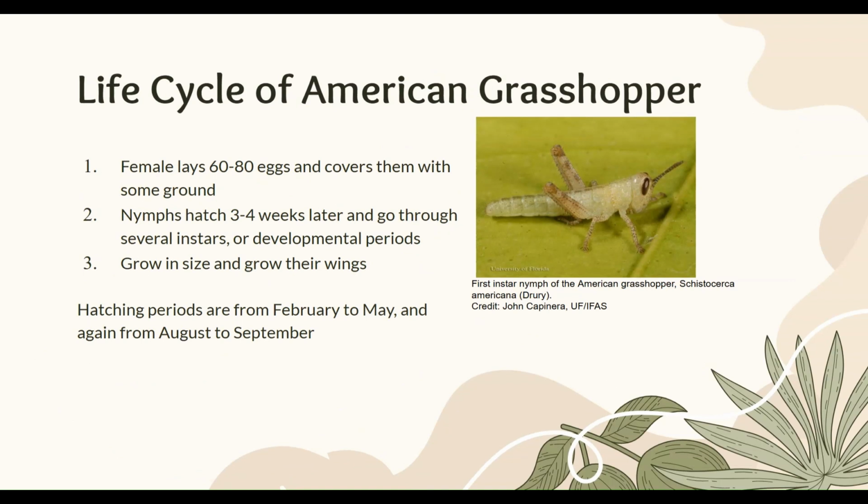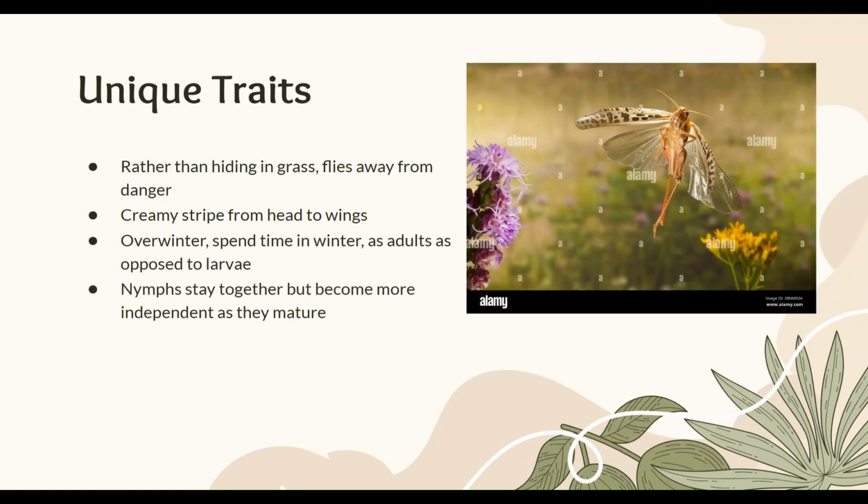So for the life cycle, females lay around 60 to 80 eggs and cover them with some ground to protect the eggs. Nymphs then hatch around 3 to 4 weeks later and go through several instars or developmental periods. And then eventually they grow in size and grow wings. The hatching periods are from February to May and again from August to September.